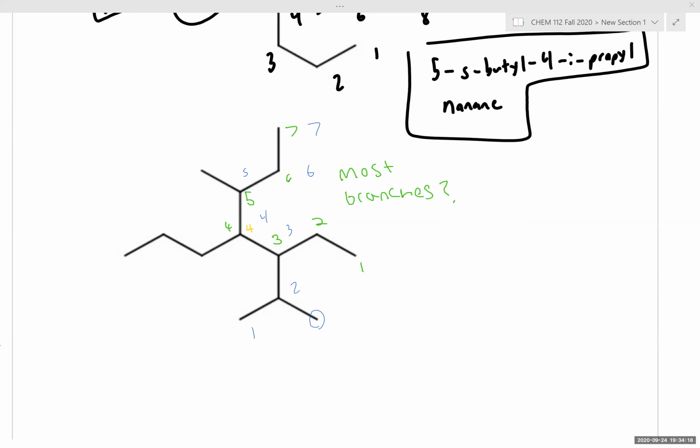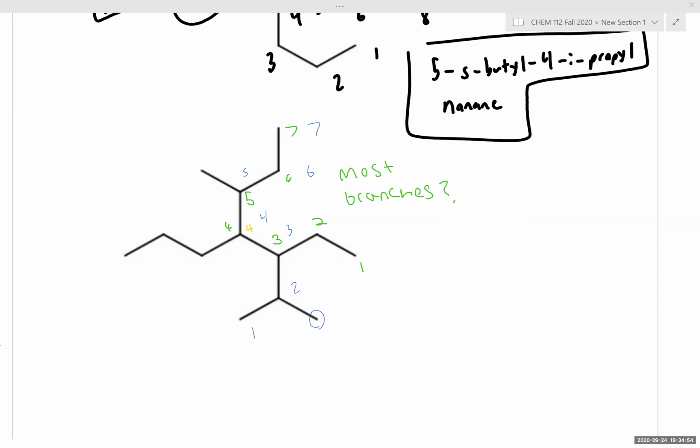What does everyone think for this example? Would anyone like to share a proposed name for this compound in the chat or verbally? Really, don't be shy. I'd like to get at least one or two responses for the proposed name before we discuss. So we have a proposed name in the chat of 3-ethyl-2,5-dimethyl-4-propyl-heptane. Does anyone have another response before we discuss?